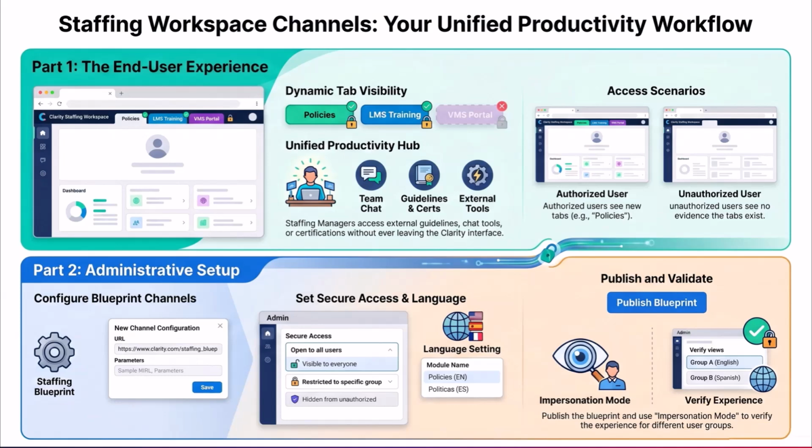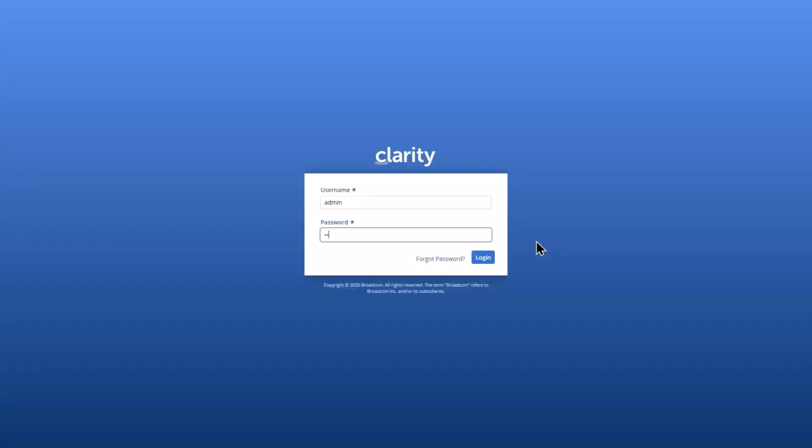Finally, the administrator configures the secure access controls. They can choose to leave a channel open for all users or lock it down strictly to the designated system groups. Once the setup is complete, the admin simply publishes the blueprint, instantly updating the workspace for the targeted end users. By connecting this straightforward admin setup with a tailored end-user experience, we ensure our teams have everything they need in one centralized workspace.